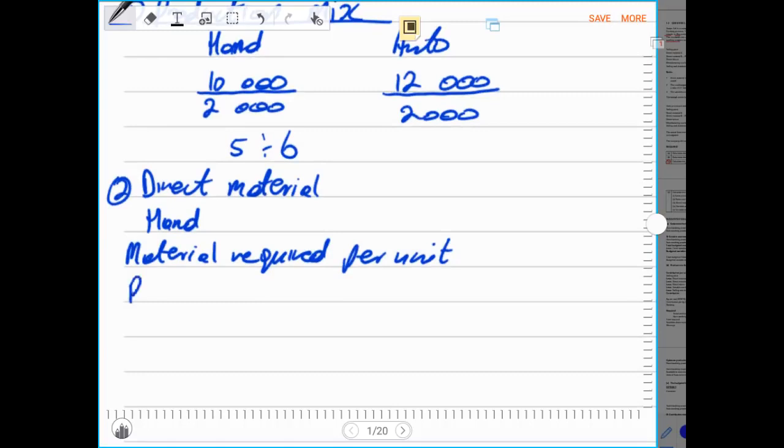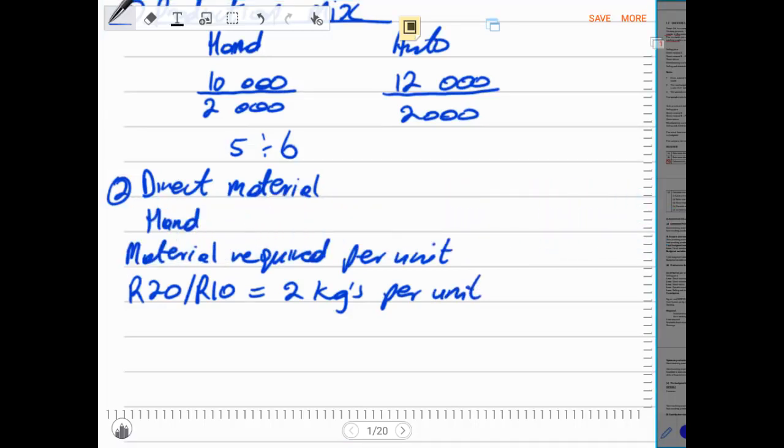It will be cost per unit of 20 Rand divided by the cost per kg of 10 Rand. Then this will be 20 divided by 10. It will be 2 kgs per unit. And let me just go there and recap.